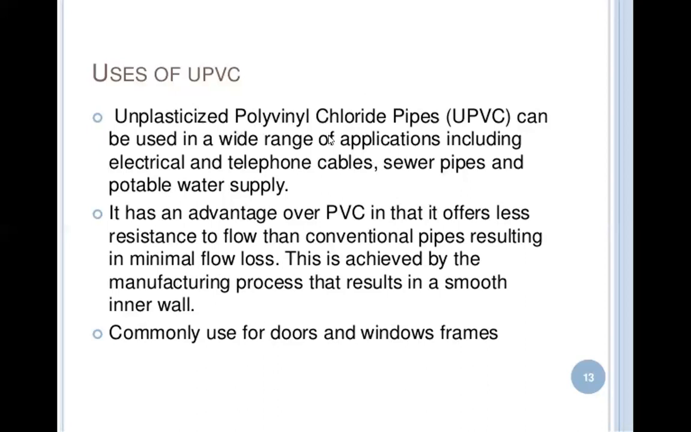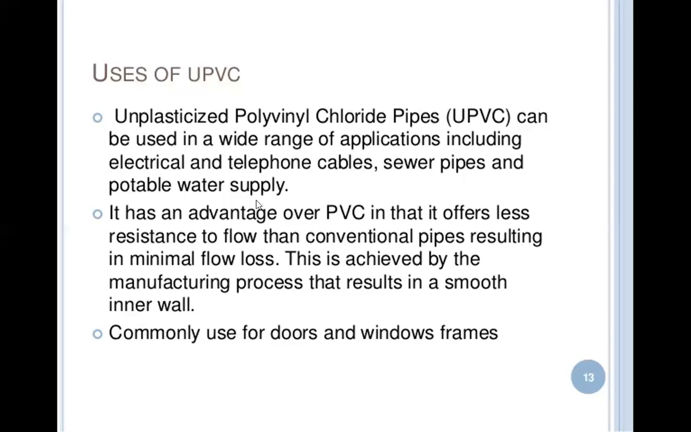Whereas unplasticized polyvinyl chloride is rigid, highly resistant, and brittle. This unplasticized polyvinyl chloride is used in making safety helmets, refrigerator components, tires, cycles, and motorcycle mudguards.